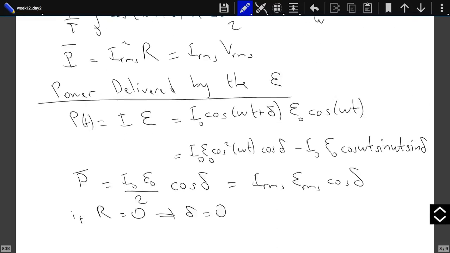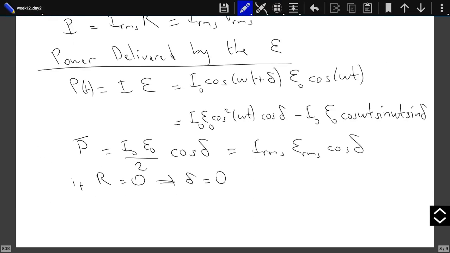About the powers by the epsilon. The last one was I RMS times epsilon RMS times cosine delta. And in the last one, you said R is equal to 0, delta is equal to 0. Why not cosine delta, cosine 0? That means it's 1. Sorry.